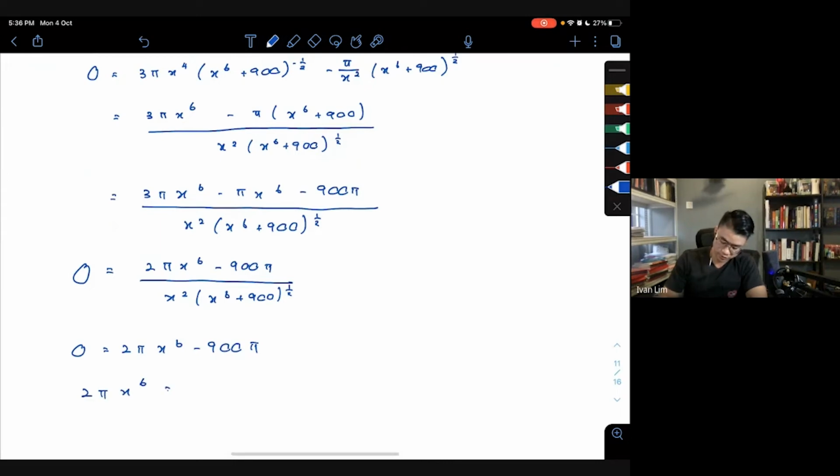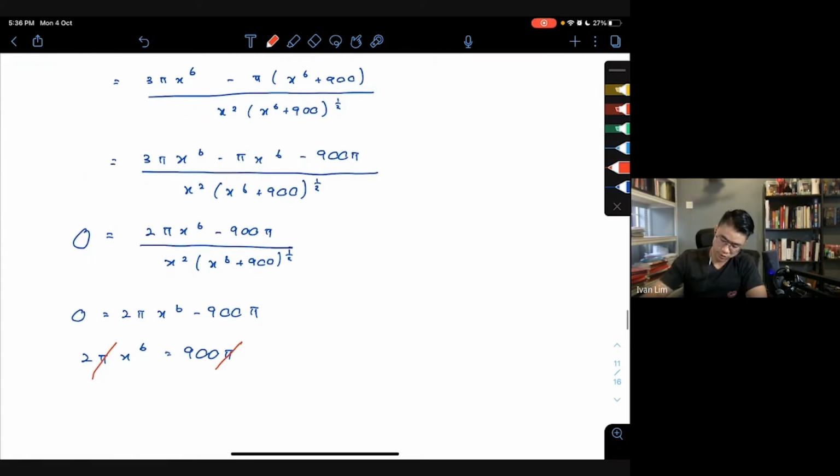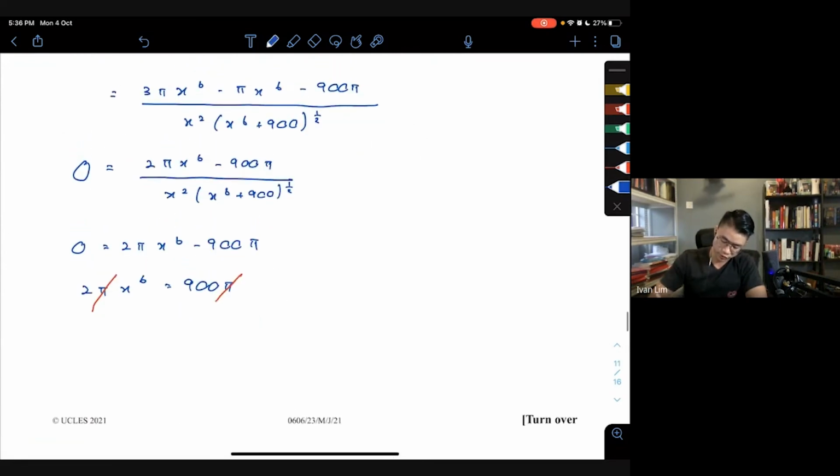X, 900 pi. So pi cancels. Then you go and divide by 2. X to the power of 6 equals 450. X equals 6th root of 450. This is your final answer.